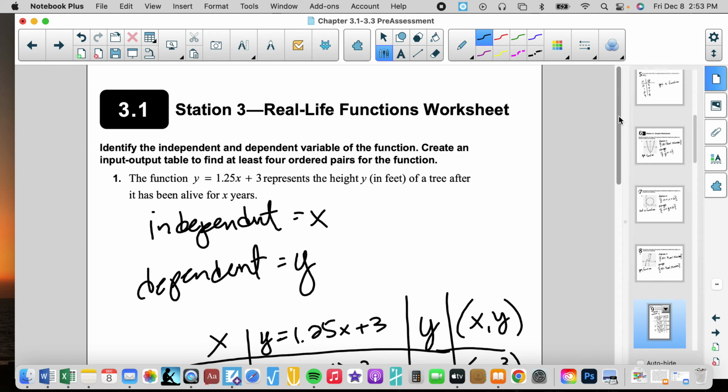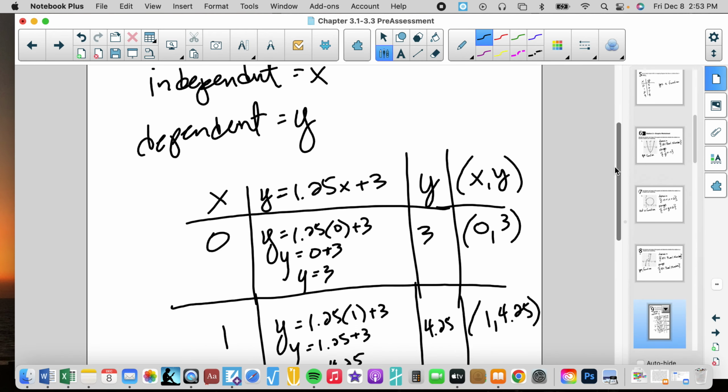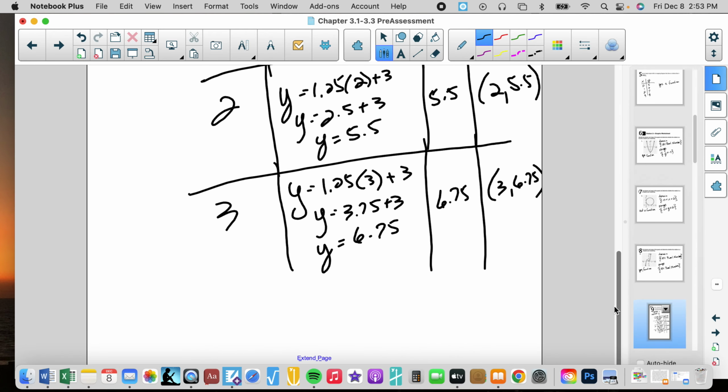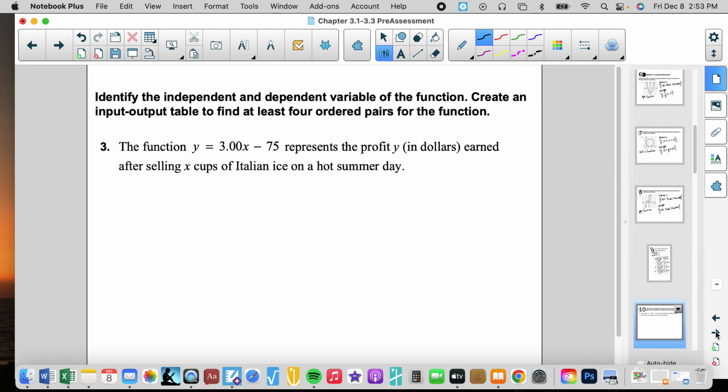All right, so we just needed to find 4 solutions. 0, 1, 2, 3 would be my domain that I inputted. Those aren't the only values. You could have done 10, you could have done 20, you could have done 100. I just wanted 4 ordered pairs, any 4. I just chose the easy ones.